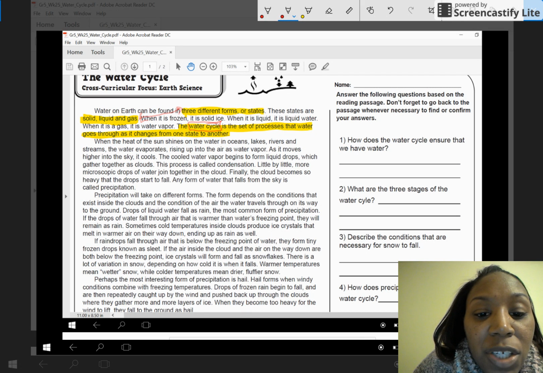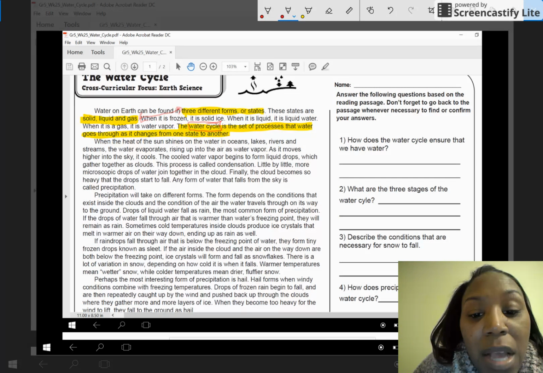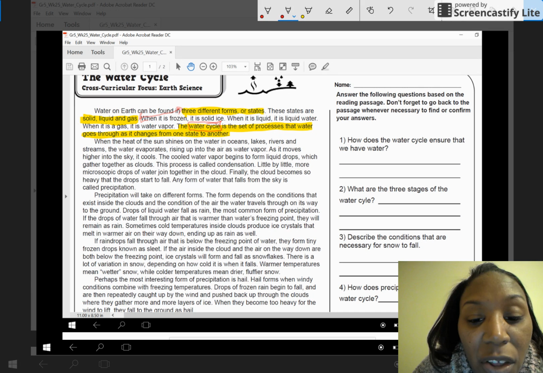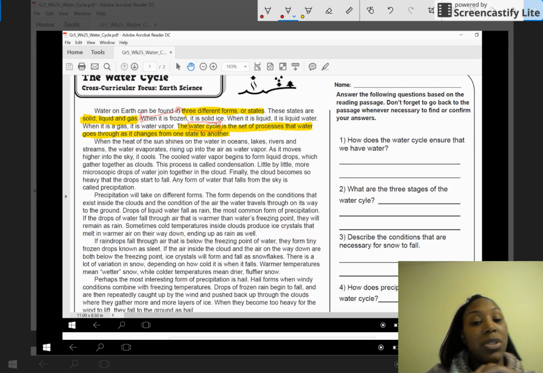When the heat of the sun shines on water in oceans, lakes, rivers, and streams, the water evaporates, rising up into the air as water vapor. As it moves higher into the sky, it cools. The cooled water vapor begins to form liquid drops, which gather together as clouds. This process is called condensation. Little by little, more microscopic drops of water join together in the cloud. Finally, the cloud becomes so heavy that the drops start to fall. Any form of water that falls from the sky is called precipitation.